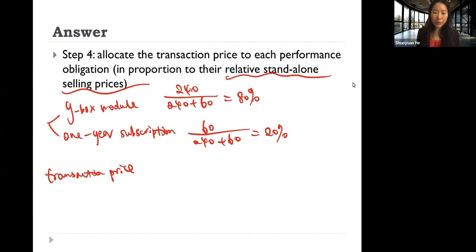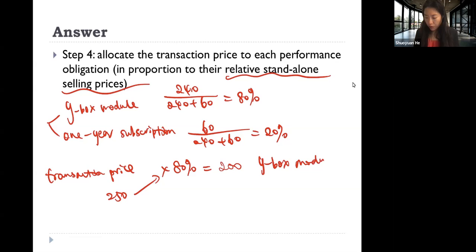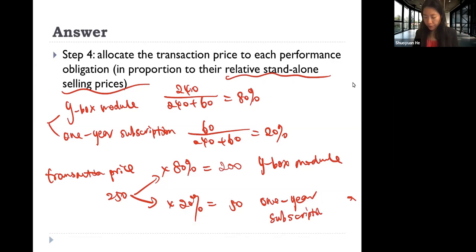So the transaction price, the total transaction price, 250 for each system, 80% goes to the white box module. So that's 200. That is allocated to the white box module, and 20%, that is 50, is allocated to the 1 year subscription. So that is step four.